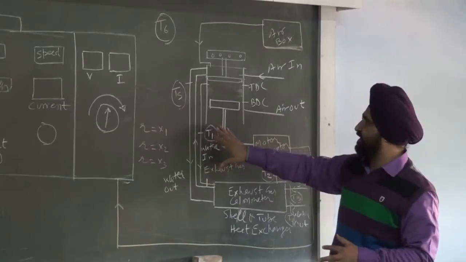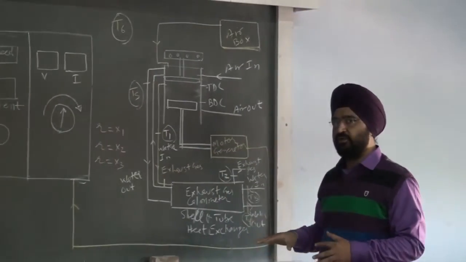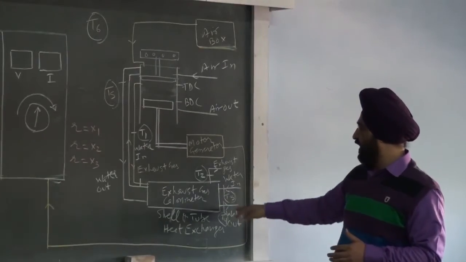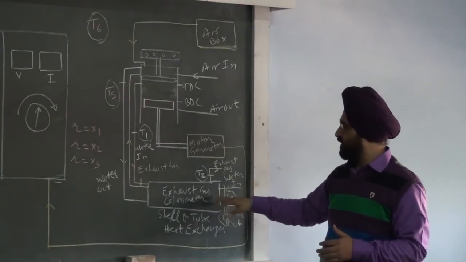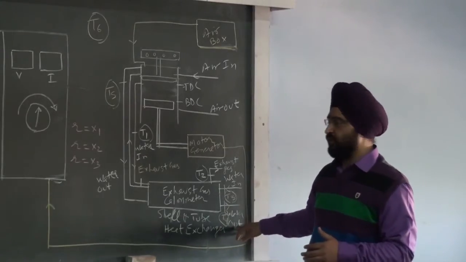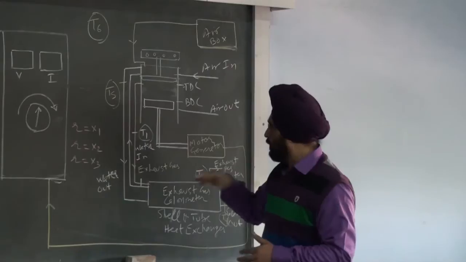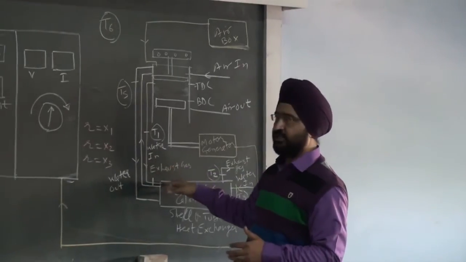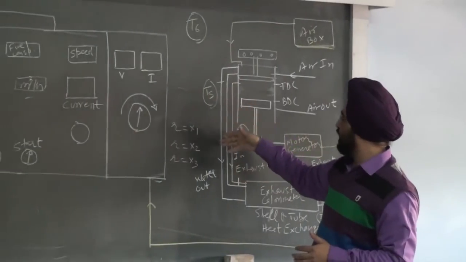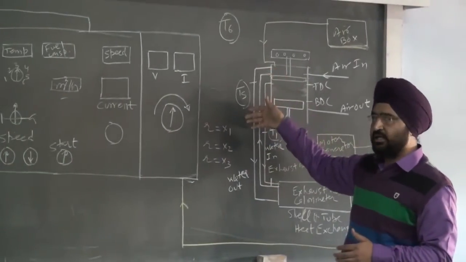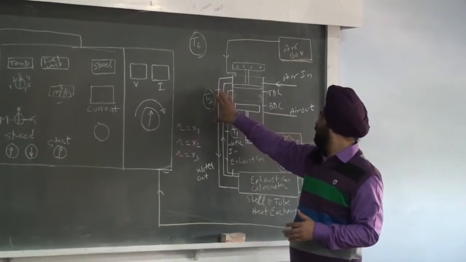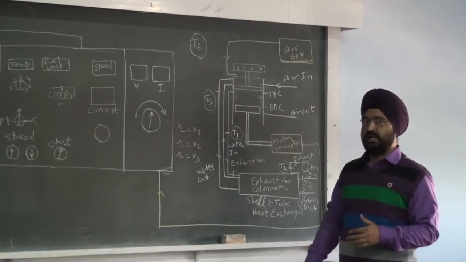All of the temperatures, T1, T2, T3, T4, T5 and T6. T6 is the ambient temperature, whereas T3 is the water inlet temperature to the exhaust gas calorimeter, and T4 is the water outlet temperature from the exhaust gas calorimeter. T1 is the water inlet to the engine, and T2 is the water outlet after passing through the engine. Then you have the exhaust temperature coming from the engine, T5. So this is our engine test setup.